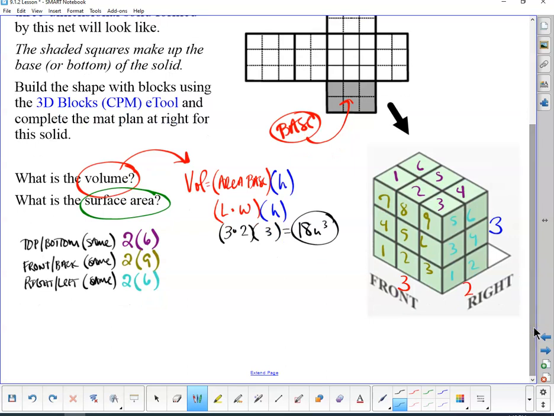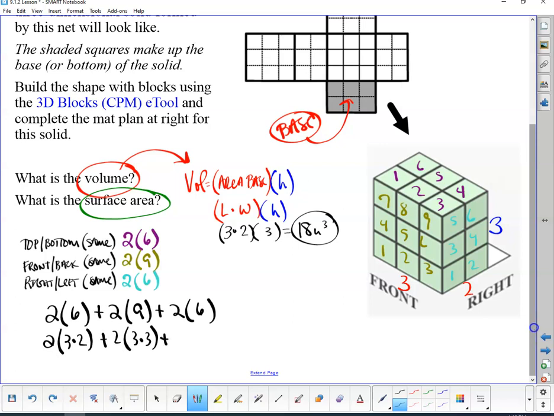So really what we end up with is we've got the 6, so we got 2 times the 6, plus 2 times the 9, plus another 2 times the 6. Well, 6 is just 2 times 3 times 2, plus 2 times 9 is 3 times 3, plus 2 times 6, which is 3 times 2.